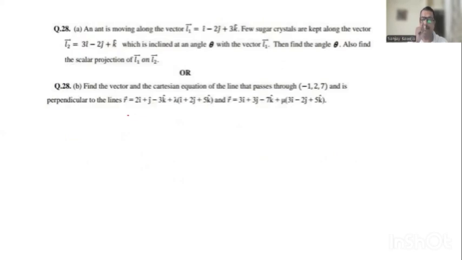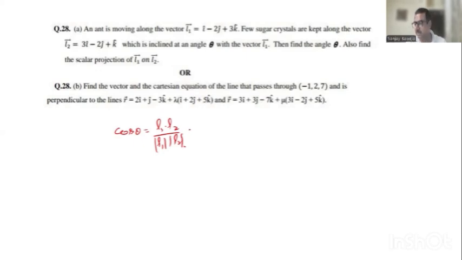Next question is the 28th. An ant is moving along the vector L1 and sugar crystals are kept along L2, inclined at angle theta with vector L1. Find angle theta. So it is simple. You will apply cos theta is equal to L1 dot L2 divided by magnitude of L1 times magnitude of L2. This is how you find out the angle between two vectors. And then it says you have to find angle theta.